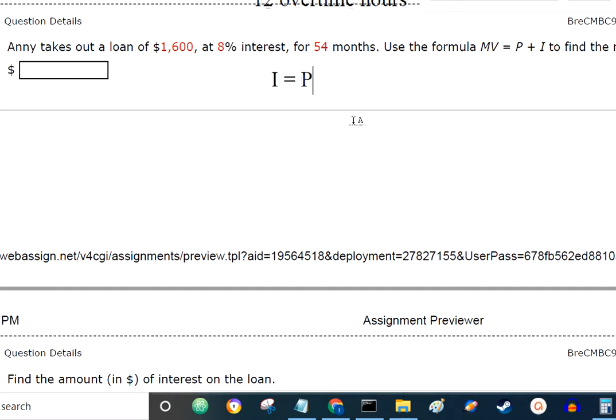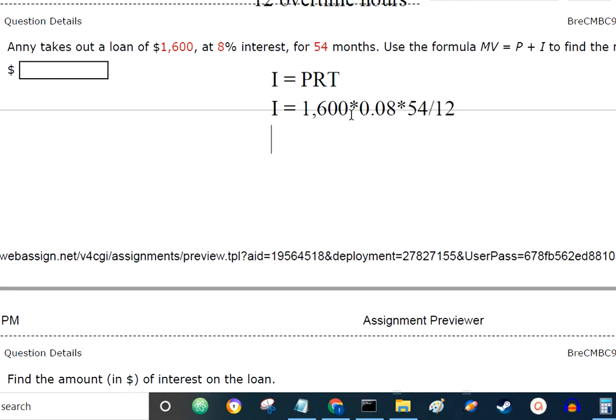Unless they say compound interest somewhere, we're going to assume it's simple interest. Okay, I equals PRT. The interest is equal to the principal. We start with 1,600 times the rate, which is 8% as a decimal, times the time in years. So you can't just plug 54 in here.